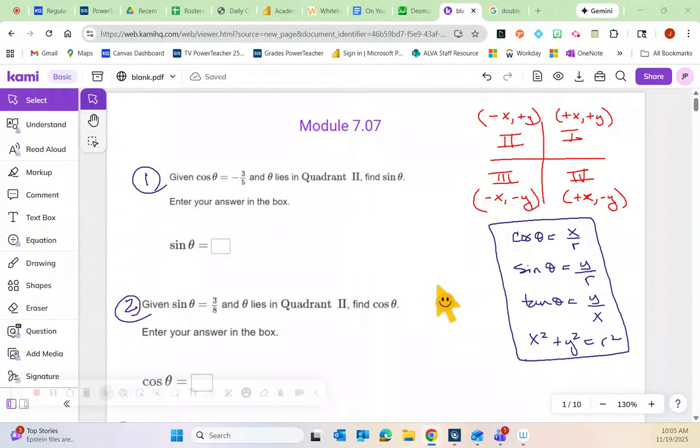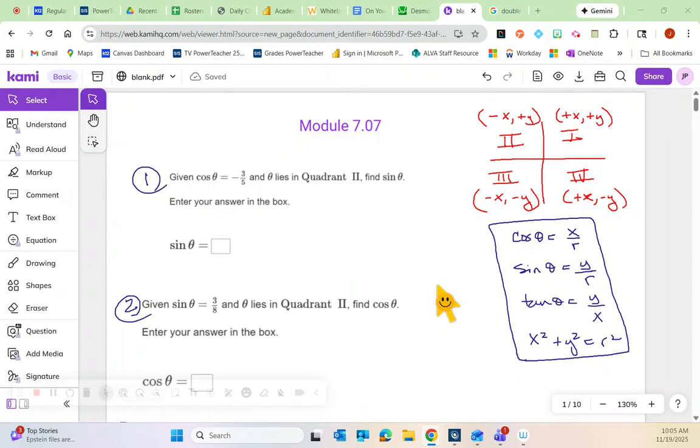Hey, Algebra 2 students, I had a couple people ask if I would do a video on Module 7.07, Trig Identities. I think that's the title. I know it is Module 7.07. So I told them I would do a quick video and send that out to y'all by email.